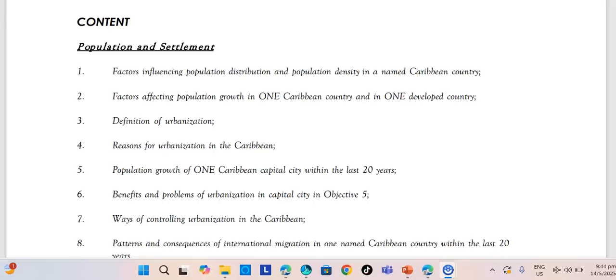Now, what are the factors influencing population distribution and density in a named Caribbean country? And I'm going to look at Jamaica.